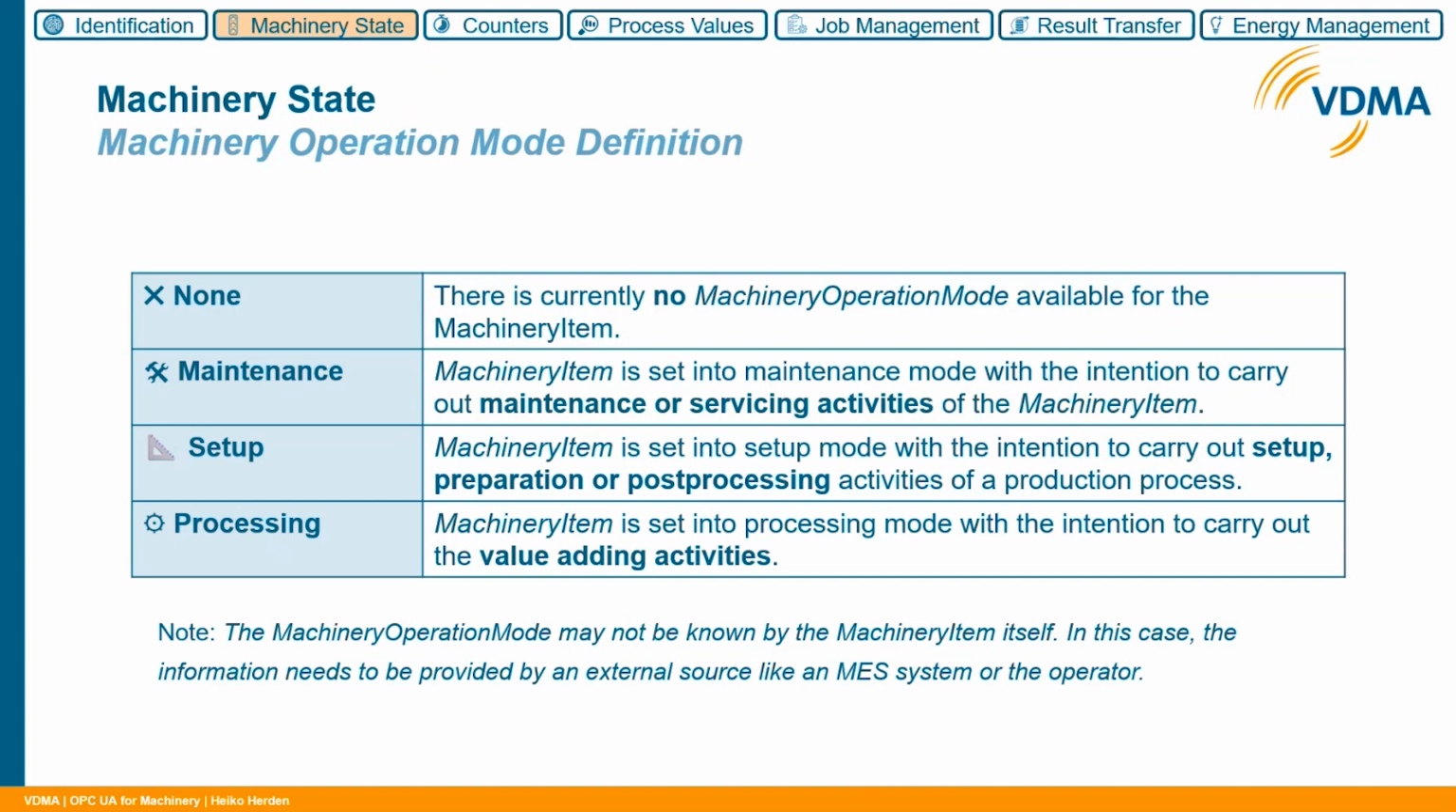On top of that, we also defined the machinery operation mode. Again, we have 4 different states here. We have the state none, so we don't have any operation mode. We have the state of maintenance, the state of setup, and the state of processing. And I can put these different modes depending on what I want to do. If I want to produce something, then it's processing, of course. But I might do setup runs or cleaning runs or whatever, and then I would put the different other operation modes.